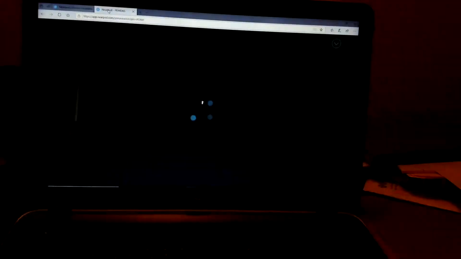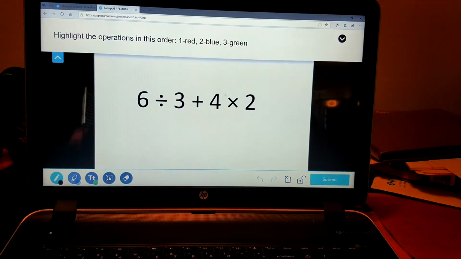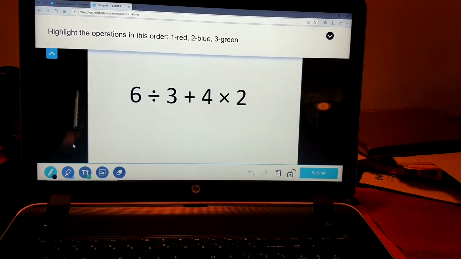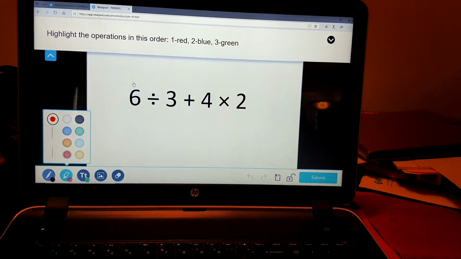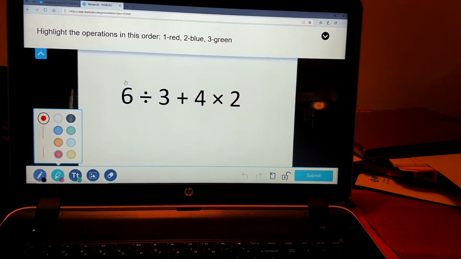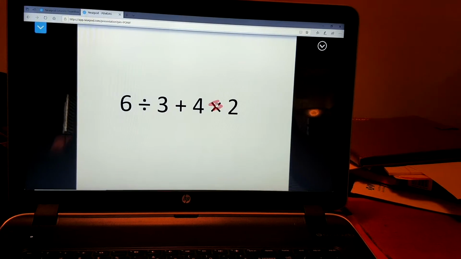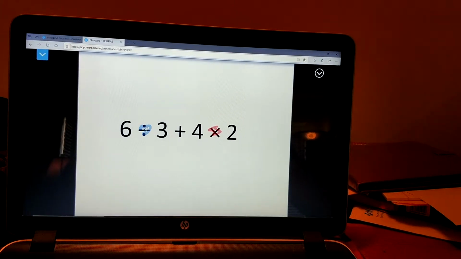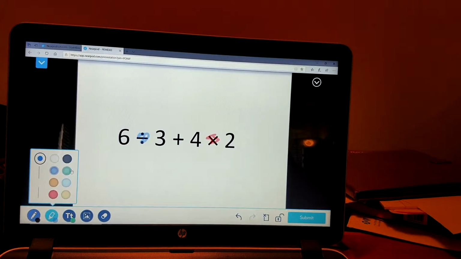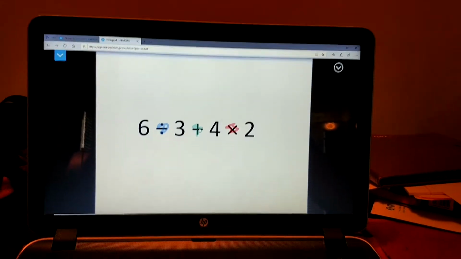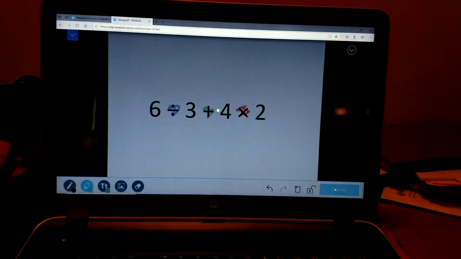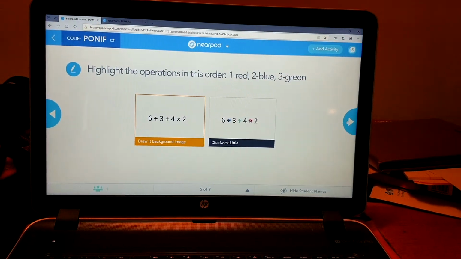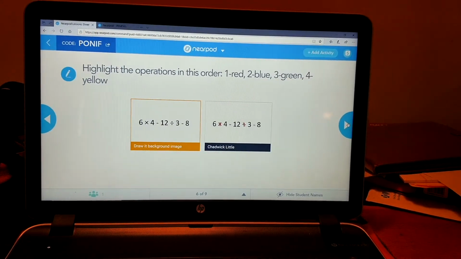It is a drawing slide. You get to give them a problem and have them highlight the operations in the order of red, blue, and green. So you go down here, you pick the red, and they would run through there. Parentheses, no. Exponents, no. Multiplication, yes. The next one was blue. Run through there. Division will be next. And finally, green. The addition. They submit it. It tells them it's done. The teacher gets to see it. The teacher would get to see all of them, and then you move on to the next one.